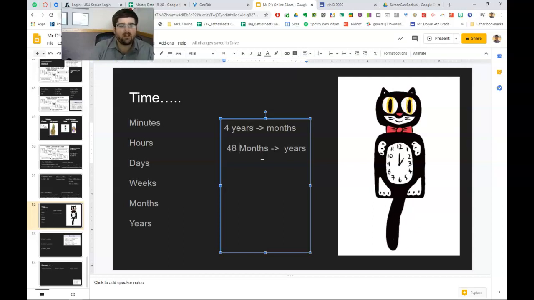But on some of these, especially on our less than, greater than, equal to, it's always easier to convert from the bigger unit to the smaller unit, because you can just multiply by how many of the smaller unit is in the bigger unit, how many months there are in a year. So let's get into that. And by the way, 4 years would equal 48 months, because there's 12 months in 1 year, so 4 years would be 12 plus 12 plus 12 plus 12, or 4 times 12.